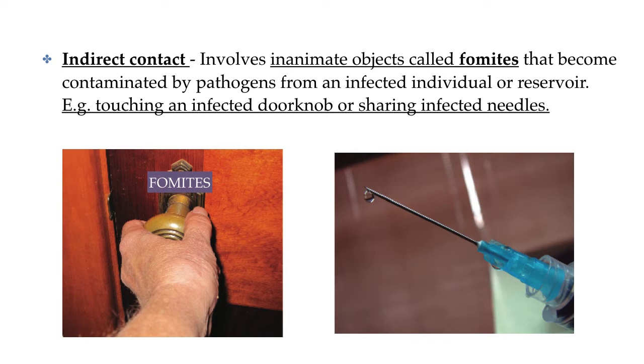Another very common fomite is things like needles that are dirty with someone else's disease. You've often heard be careful about dirty needles. Well, that's the reason why, because dirty needles are fomites. They have come in contact with an infected person's blood, and then they can transmit it to a healthy person. So that would be indirect contact. You're not touching another person who's sick directly, but you're touching something that has touched their body.